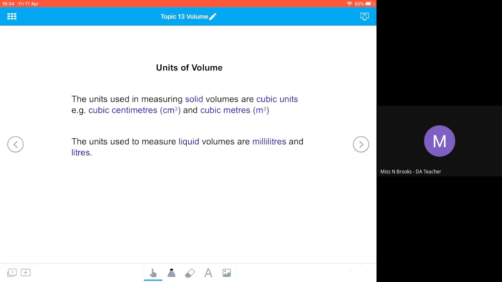So we can have cubic centimeters, cubic meters, and you can see there that the short way of writing that is centimeters with a little cubed sign, or meters with a little cubed sign after it. The units used to measure liquid volumes are milliliters, which is often abbreviated to ml, and litres, which is often abbreviated to L.